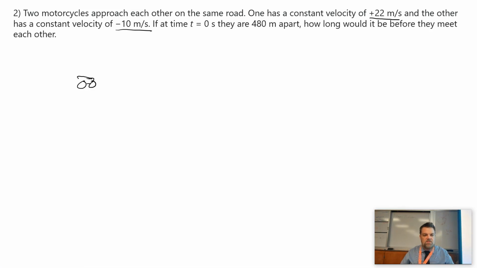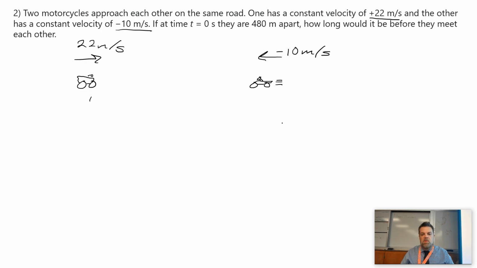This is my motorcycle. And then this is the other motorcycle. This one's going fast. So this one has a velocity of 10 meters per second in the negative direction. Oh, this one doesn't have a person. This is like an autonomous motorcycle. This one is 22 meters per second.